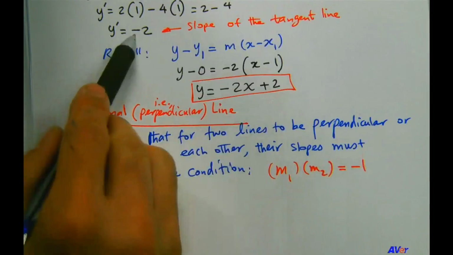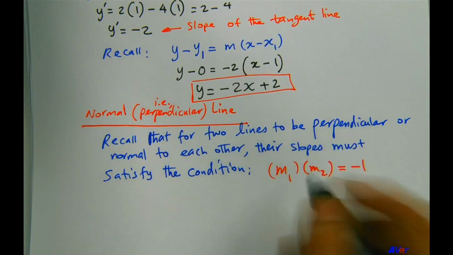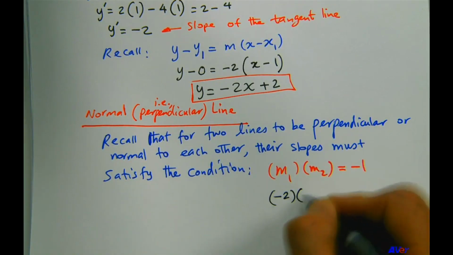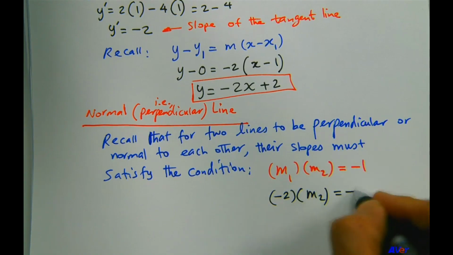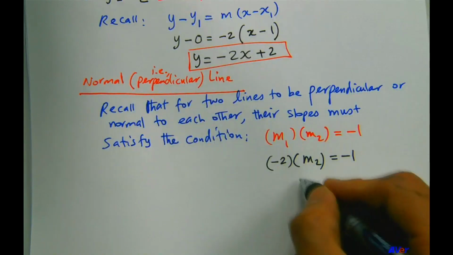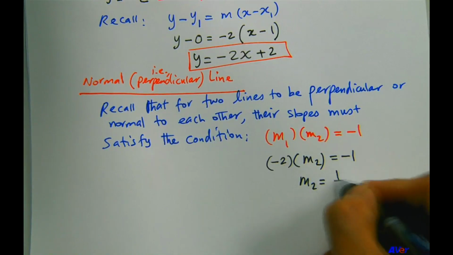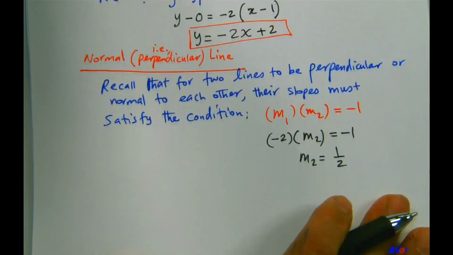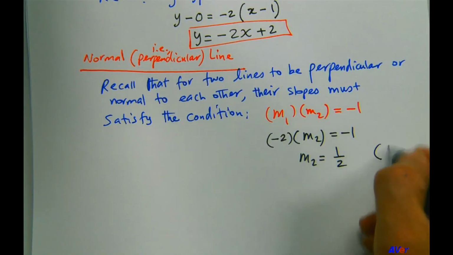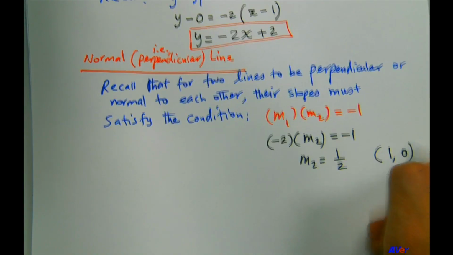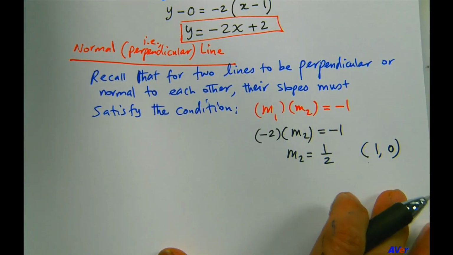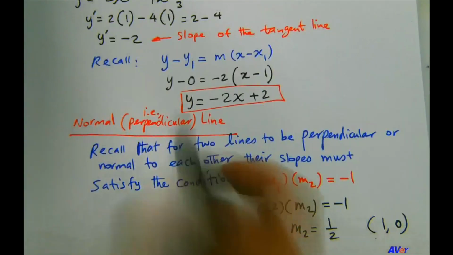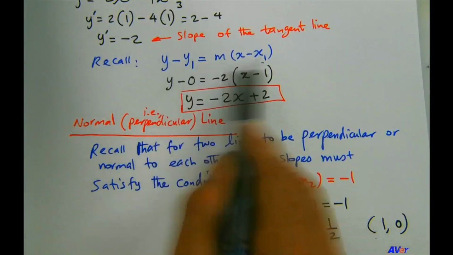We found it up here. That's the slope of the tangent line. So we're going to find m2, which is the slope of the perpendicular line. From this simple equation, m2 would be 1/2. Okay, so now we know the slope. We know that the perpendicular line also goes through this point 1, 0. So once again, we can apply this helpful formula to find the equation of the perpendicular line.